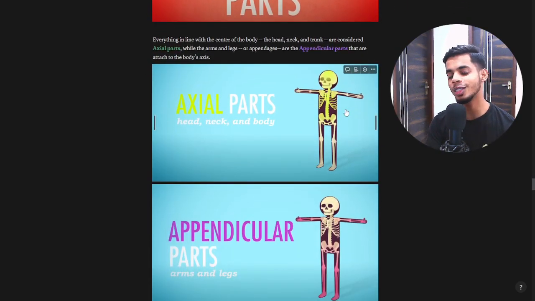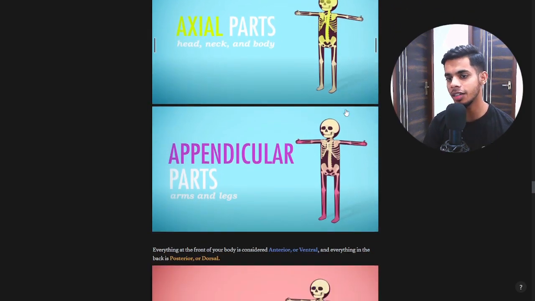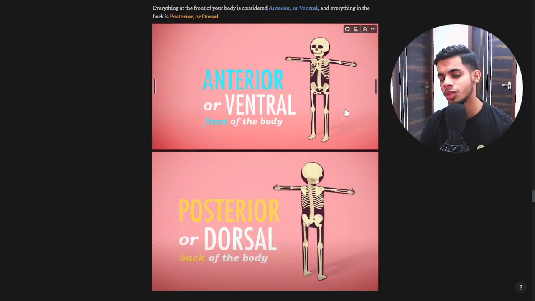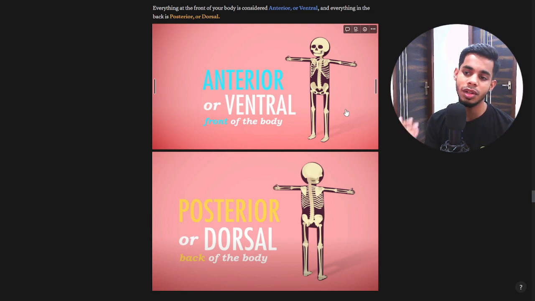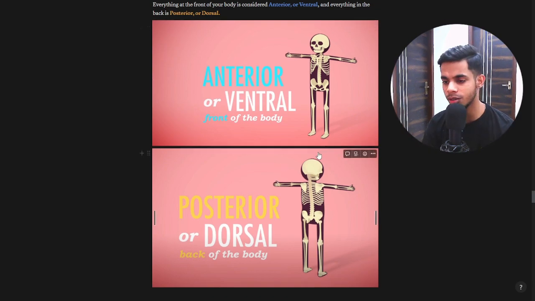Whatever is in the appendicular part is going to be known as arms or legs, right? Anterior and posterior. What is anterior? Whatever is in the front side of the body is anterior. Whatever is in the back side of the body is known as posterior. Anterior is also known as ventral. Posterior is also known as dorsal. So you can remember either one of them, either anterior posterior or ventral dorsal.